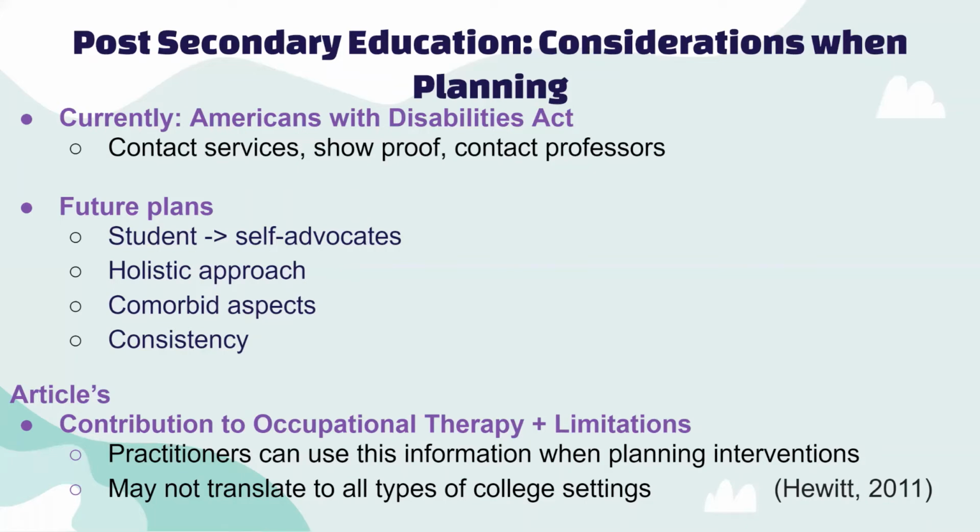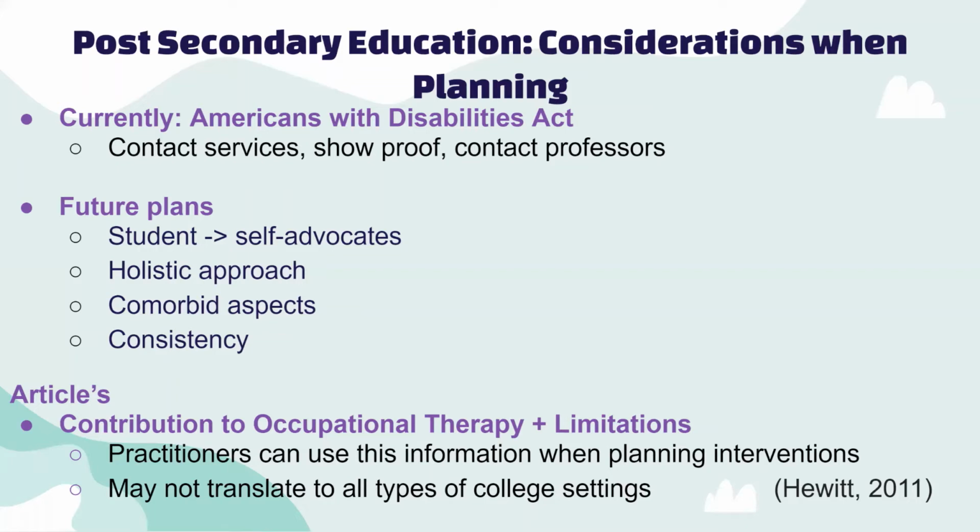We should also look at their comorbid aspects such as anxiety or depression. So we have to keep those things in mind and make sure they also get mental health services. And we should be consistent in how we support them, especially in the first year of college. That way they have something to look back onto, and hopefully in the future they'll need less support if we're consistent in the beginning.